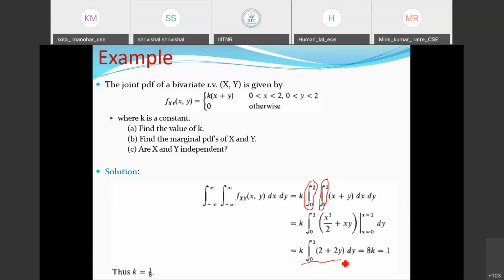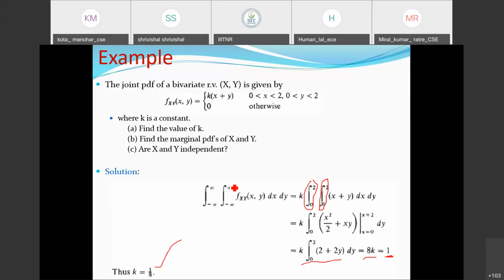After solving and substituting the limits, we will get 8k, and this 8k needs to be equal to 1. So just equating, k will be equal to 1 by 8. Most of you have given the correct answer, so good.